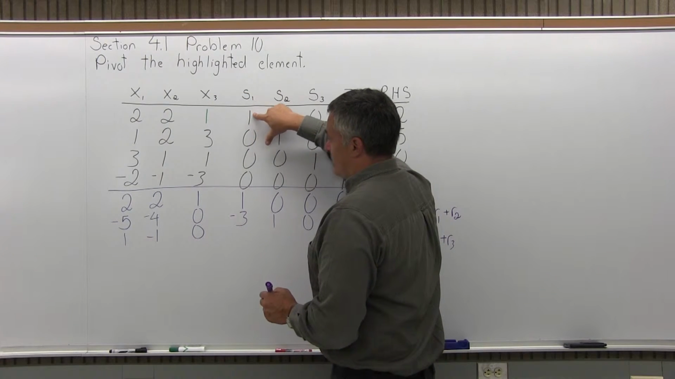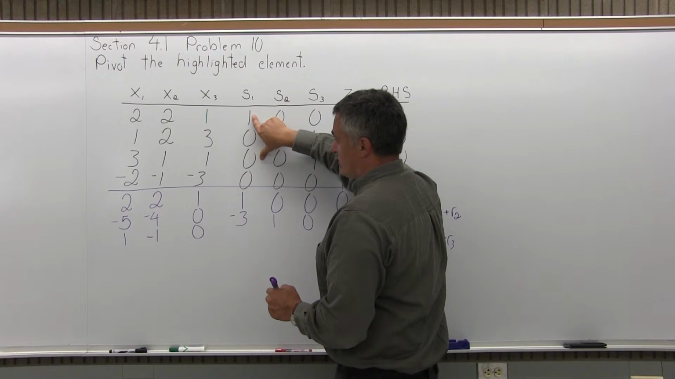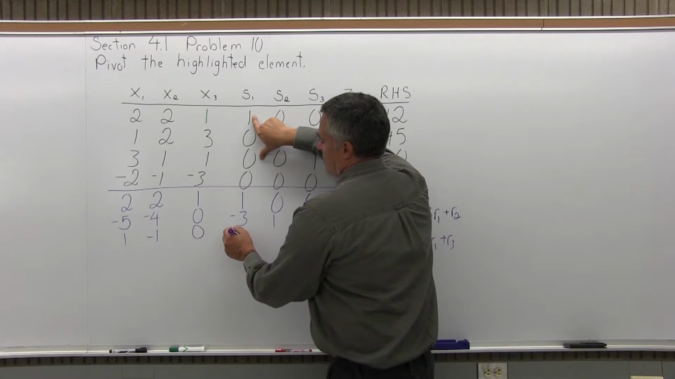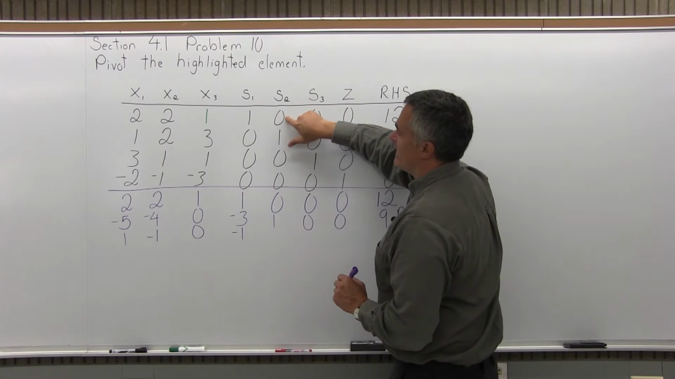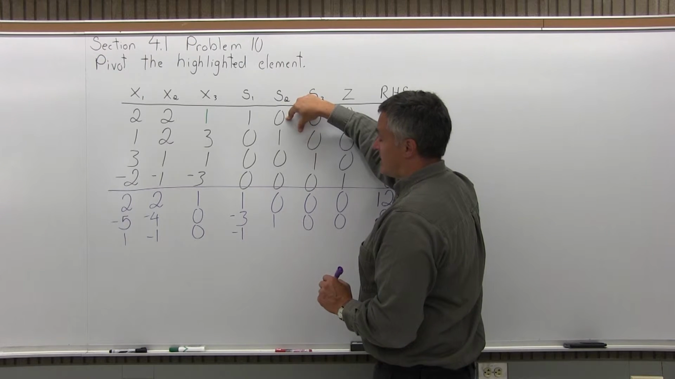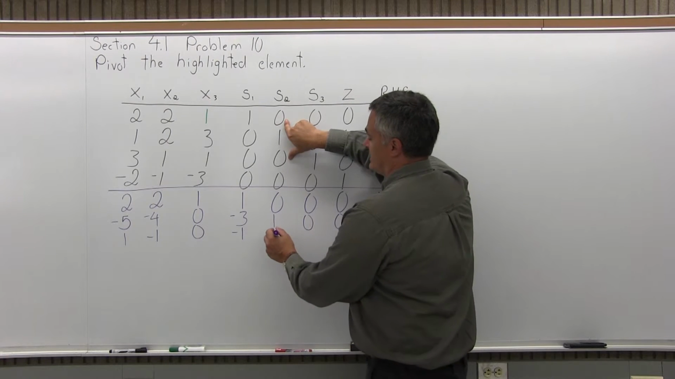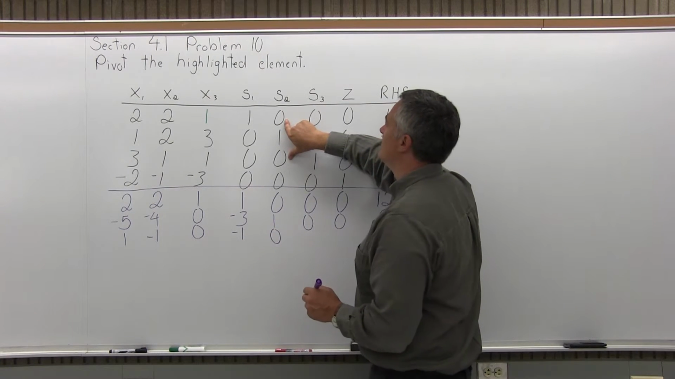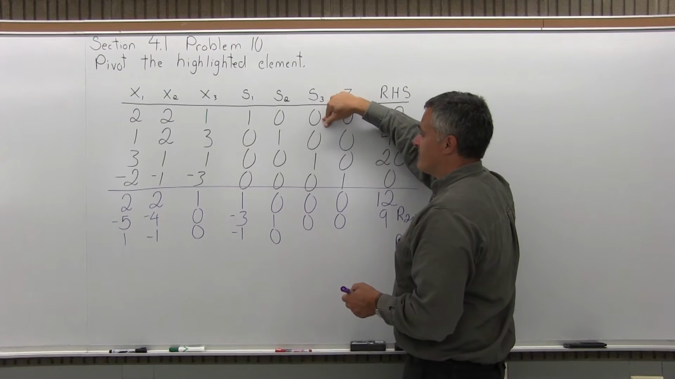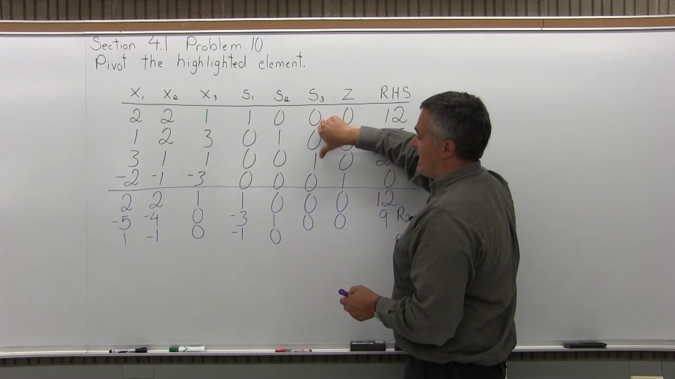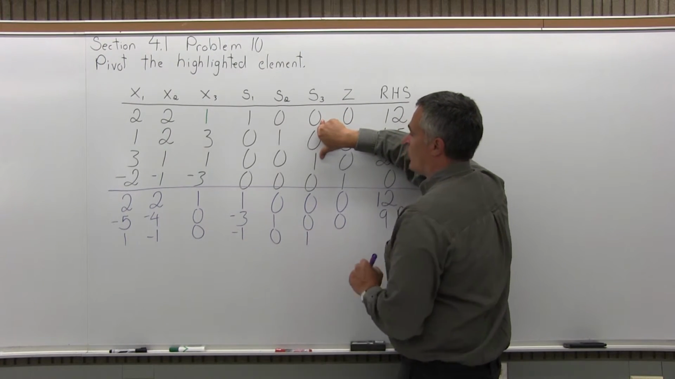Next column, negative 1 times row 1 is negative 1 times 1, which is a negative 1. I'm going to add that result to row 3, so I'm going to add it to 0. So I'm going to add negative 1 plus 0, which gives me a negative 1. The next column, negative 1 times row 1 is negative 1 times 0, which is 0. I'm going to add that result to row 3, so I'm going to add it to another 0. So 0 plus 0 is 0. The next column, negative 1 times row 1 is negative 1 times 0 again, which is 0. And now when I add it to row 3, I'm going to add that 0 to a positive 1. So 0 and positive 1 is 1.